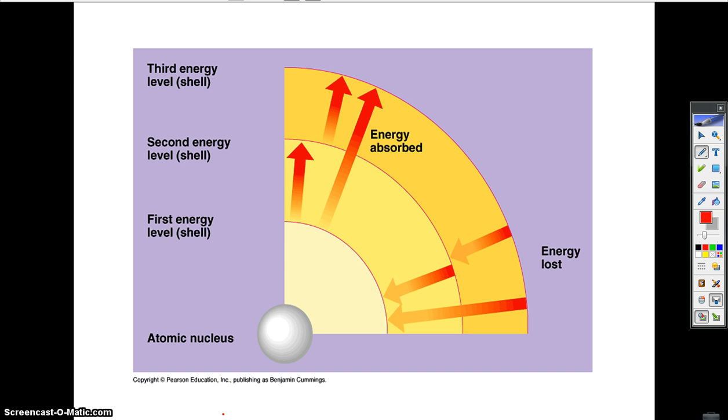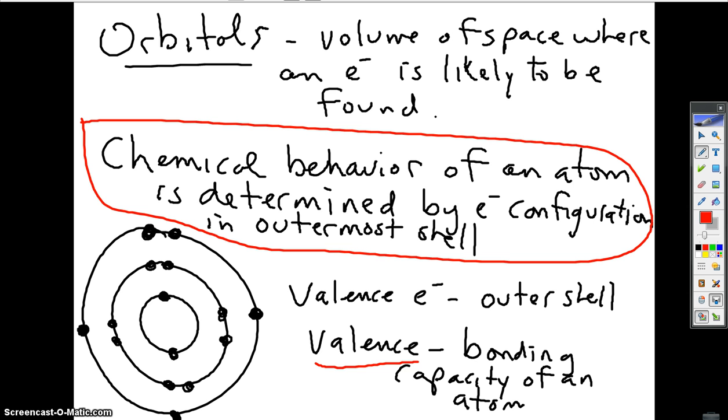Here's just a quick picture of the same thing, a little easier to understand than my chicken scratch. Again, as energy is absorbed, the electrons will bump up to outer energy shells, and then as energy is lost, they will drop down to inner energy shells and release that energy. Those orbitals become important when we talk about bonding, because these orbitals are the volume of space where an electron is likely to be found.